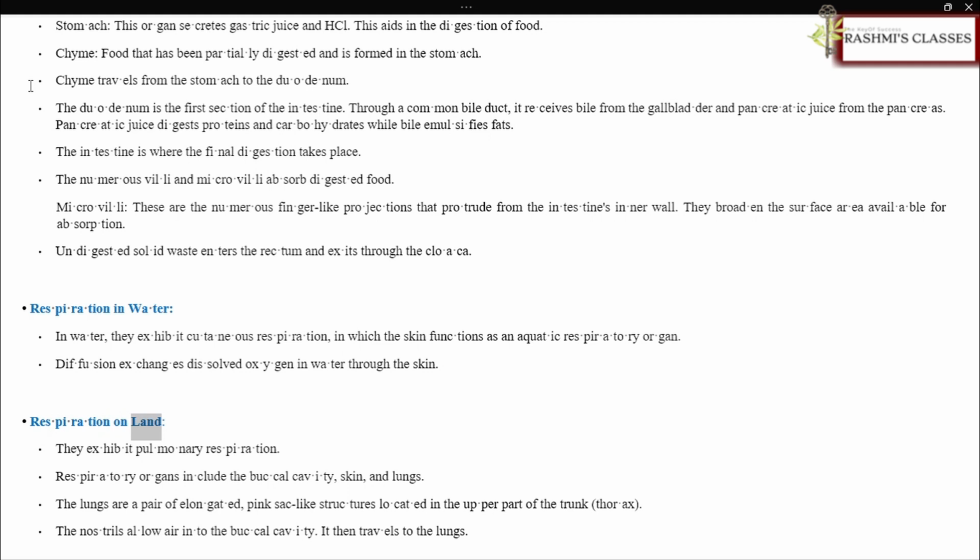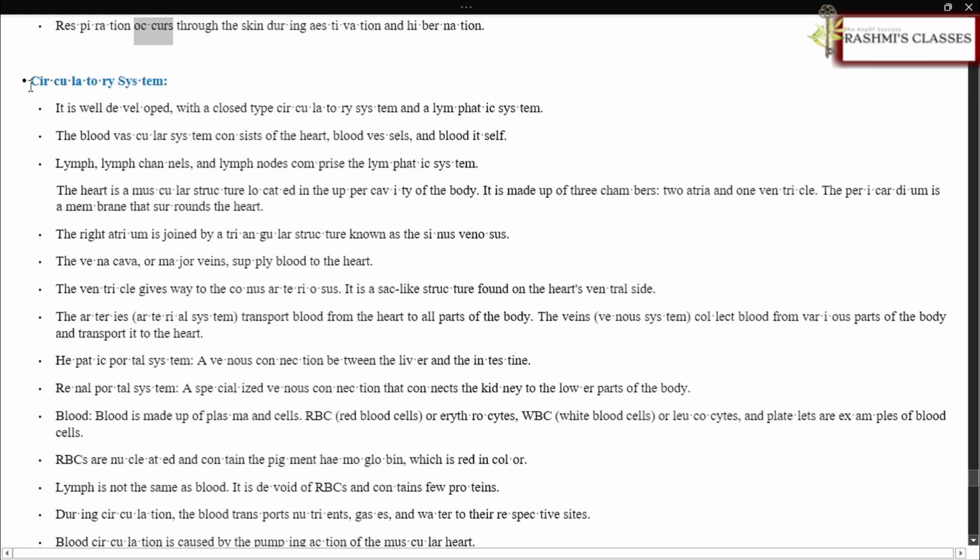Respiration on land. They exhibit pulmonary respiration. Respiratory organs include the buccal cavity, skin, and lungs. The lungs are a pair of elongated, pink sac-like structures located in the upper part of the trunk, thorax. The nostrils allow air into the buccal cavity. It then travels to the lungs. Respiration occurs through the skin during estivation and hibernation.